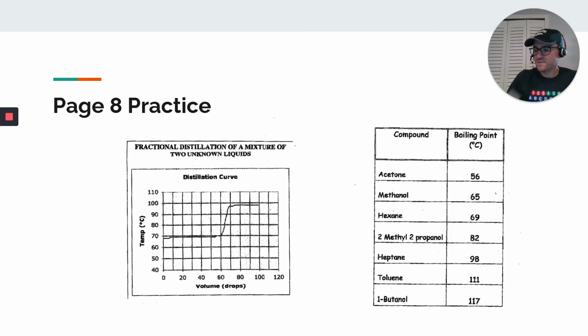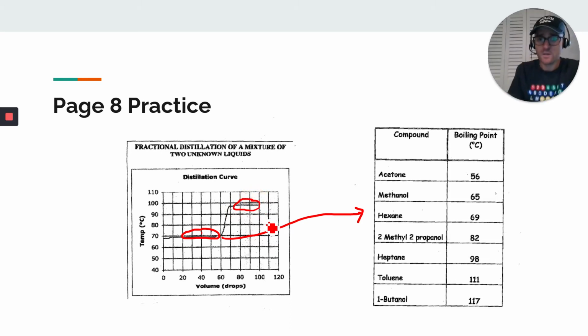So again, as I look at this, because I have my flat part of my curve right here, that corresponds to my boiling point of hexane. So hexane's in the mixture. And then look at where my next flat portion is. Close to 100 degrees, again, is where I have another phase change happening. So that tells me, okay, when I go and look at my table, I definitely have heptane in my mixture. So for question number 1 on page 8, we definitely have hexane and heptane.